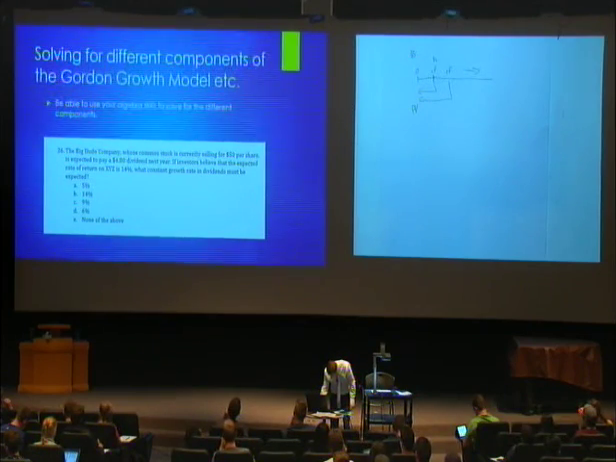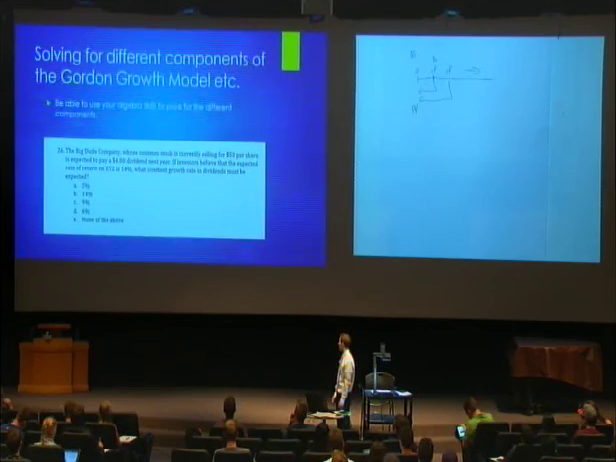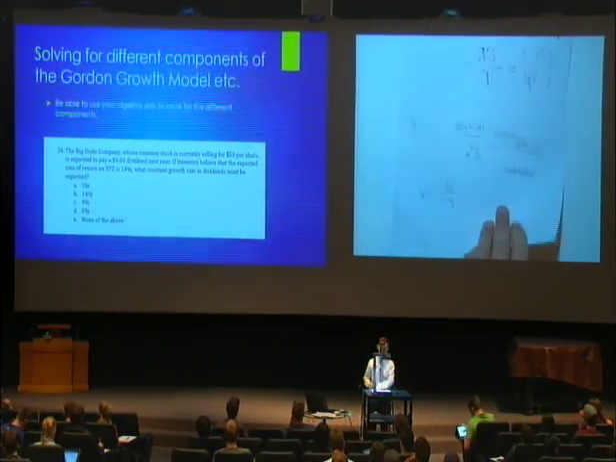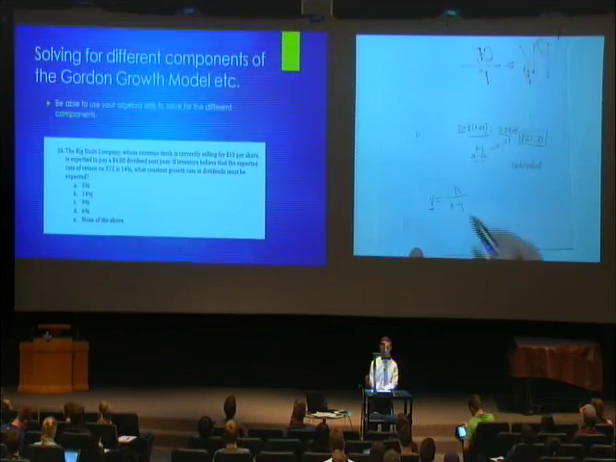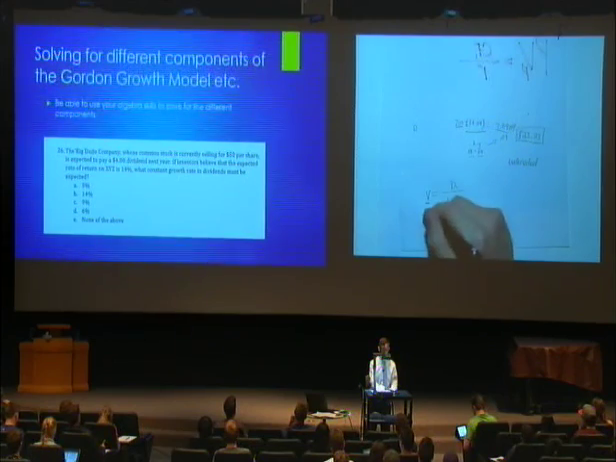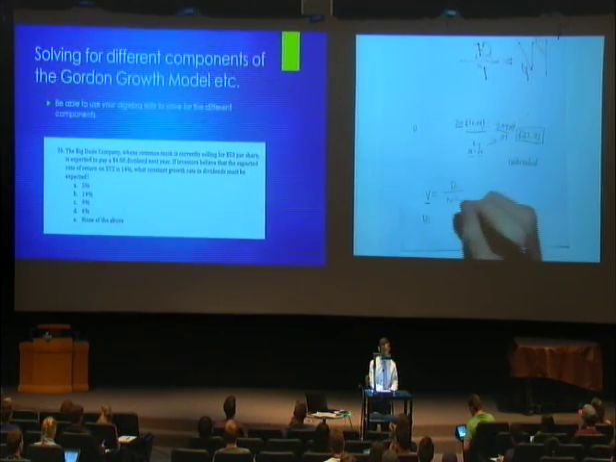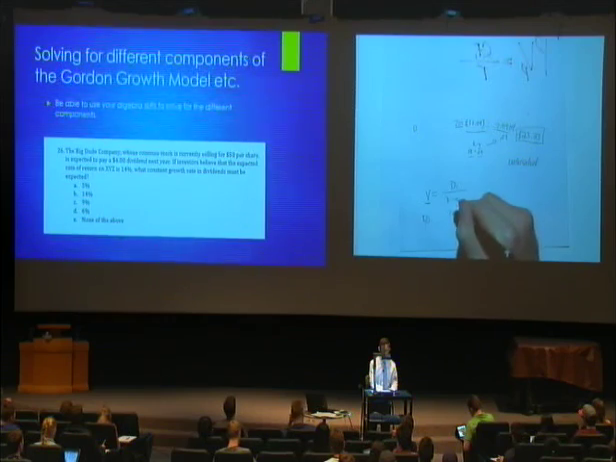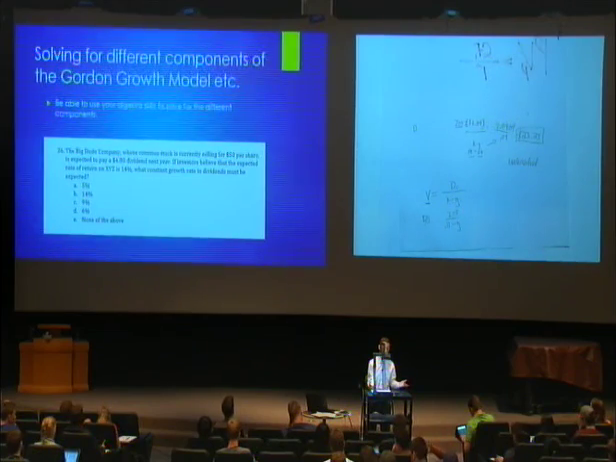So for different components, we'll not do this one, but just be ready to solve for different components of it. So, right, they could say most of the time solve for the value of this stock, or they could say the value of this stock is $50. The dividend was $2.50. K is 11%. Solve for G, basically. And so then you'll just have to use algebra to do that. Do you want to try and go over this, or are you all good with the algebra?